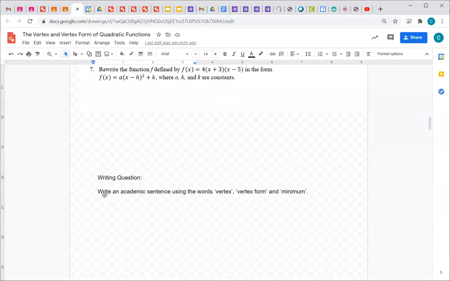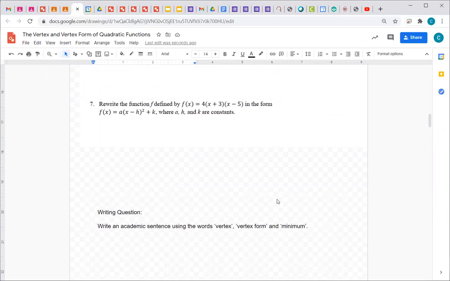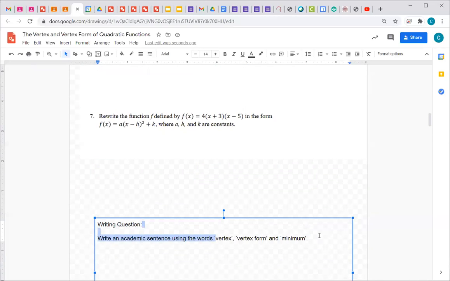Then I have a writing question. Write an academic sentence using the words vertex, vertex form, and minimum. So these are words we learned. Academic sentence, in this case, I think any sentence you would use these words in would be an academic sentence. So just try to write a sentence using these words. If you have to write it in 2 sentences, that's all right. But try to write a sentence that includes these ideas, and it'll probably describe something from class, the meaning of these words that relates to mathematics, of how we use them in math.